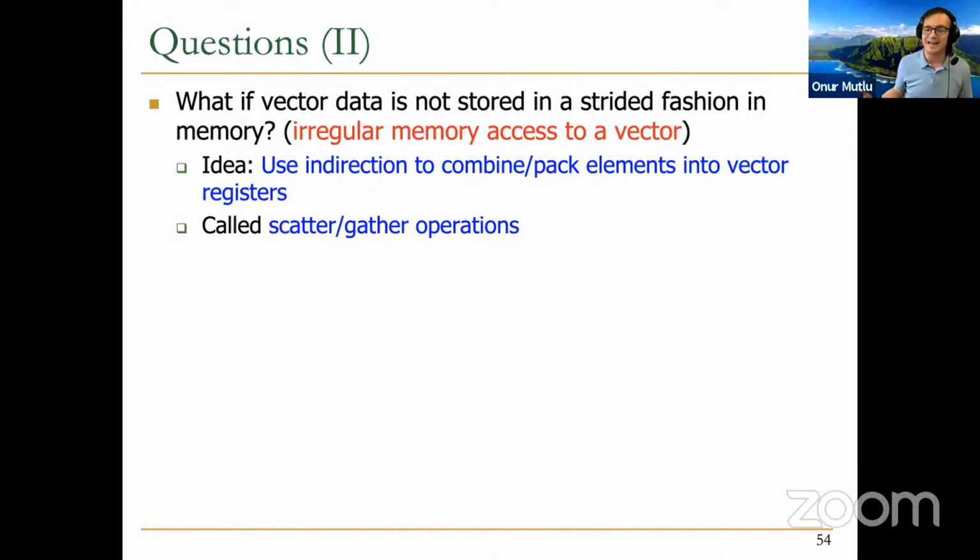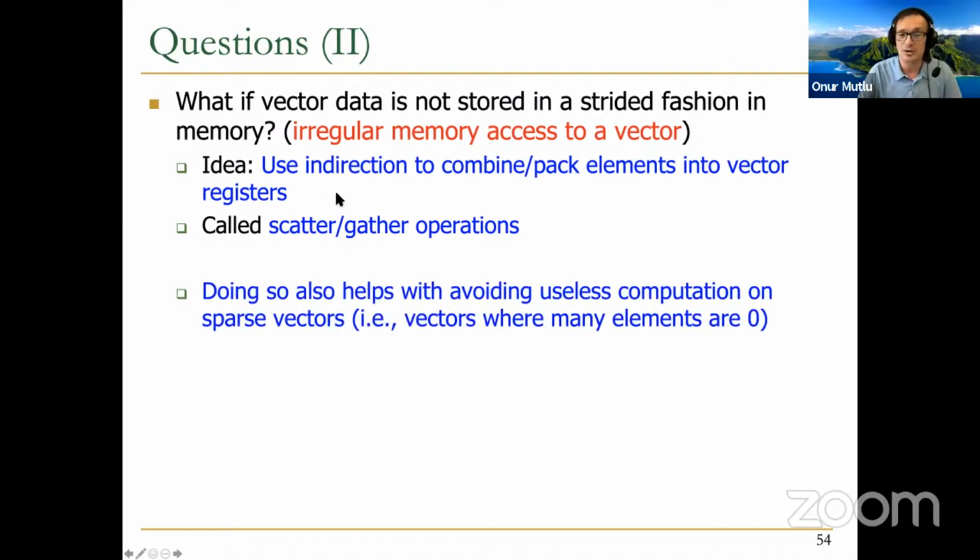These are called scatter and gather operations. And these are very important on vector machines that operate on sparse data, sparse vectors. Sparse vectors are vectors where a lot of the elements are zeros, for example. You don't want to operate on zeros in general. If you're doing matrix multiplication, for example, and an element is 0, there's no reason to do that multiplication with 0, right? Because the result is known. So these scatter-gather operations help with avoiding useless computation on sparse vectors where many elements are zeros.